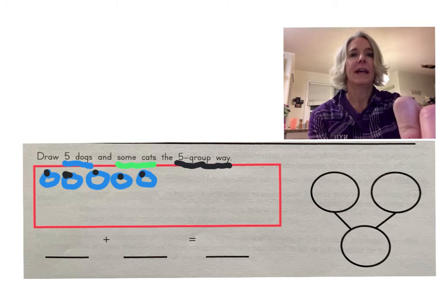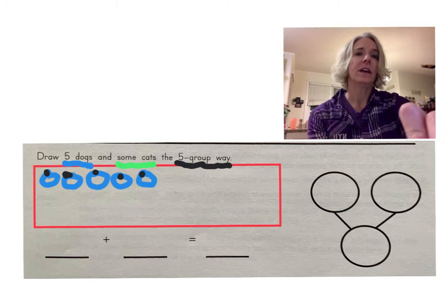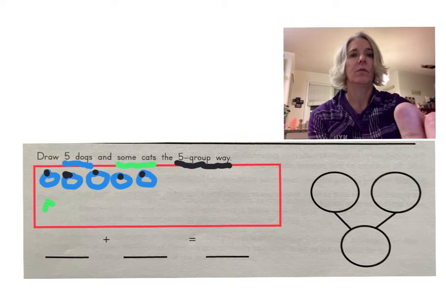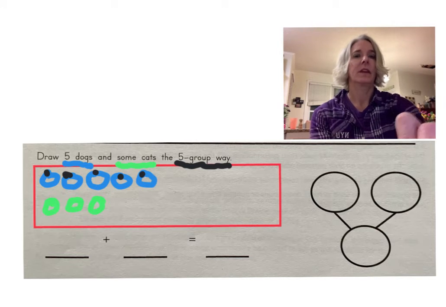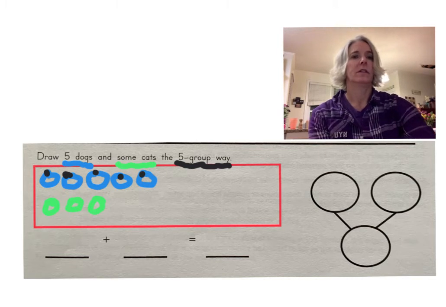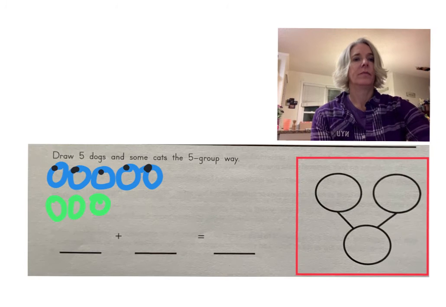And some cats. My cats are going to be green circles, and I choose 3. 1, 2, 3. 3 cats. The 5 group way, there's 5 on top, there's the rest on the bottom, and they are 3. Okay, let's pause here, and you should be working on this on your activity sheet.